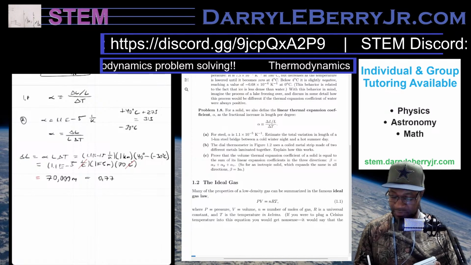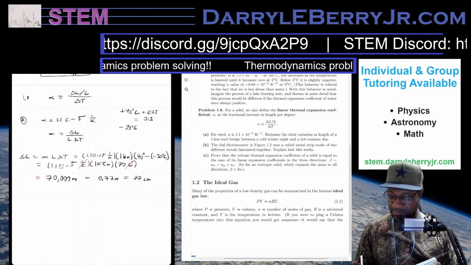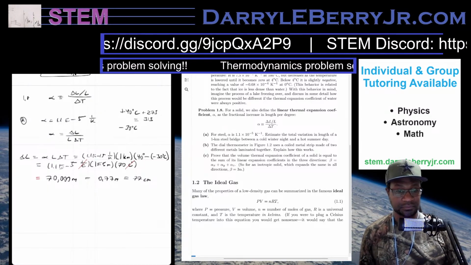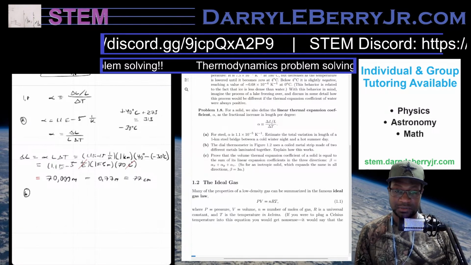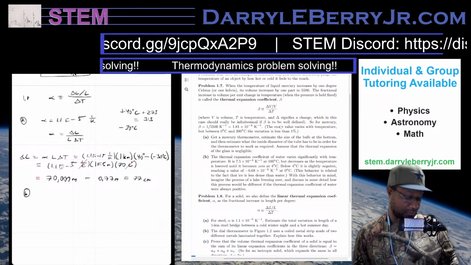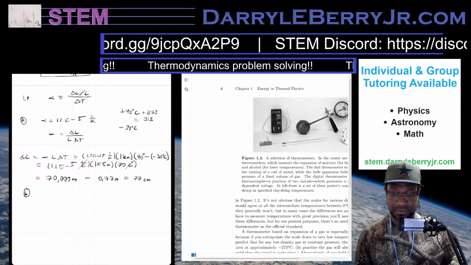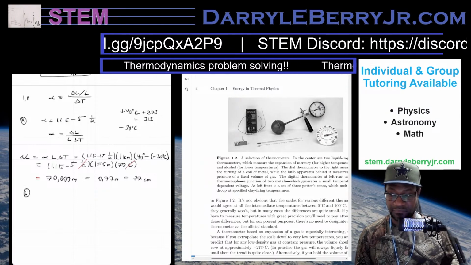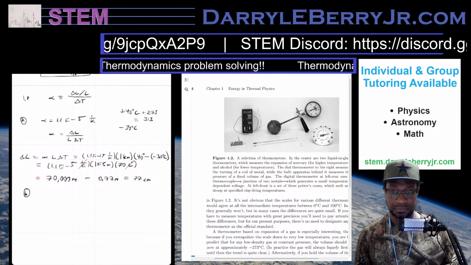Zero point 0.77 meters or 77 centimeters, given that temperature variation. He says the dial thermometer in figure 1.2. So figure 1.2 is this. They seem to be referring to this thermometer right here, this little circular thing.